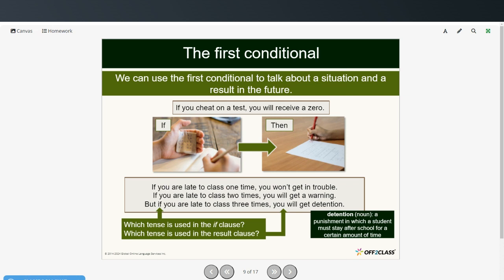If you are late to class, well, this is simple present. And which tense is used in the result clause? You won't get in trouble, you will get a warning, you will get a detention. Those are future tense.